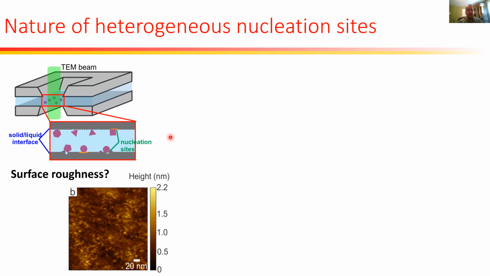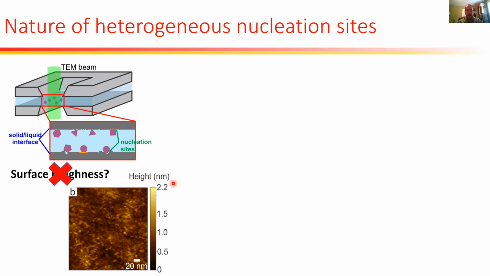So we did atomic force microscopy measurements at our solid-liquid interfaces, which I haven't mentioned yet. They're CVD deposited amorphous silicon nitride. When we did the AFM, we found that this CVD silicon nitride is very thin with almost no surface roughness, about 2 nanometers maximum, so we ruled out surface roughness here because these interfaces are close to atomically flat.